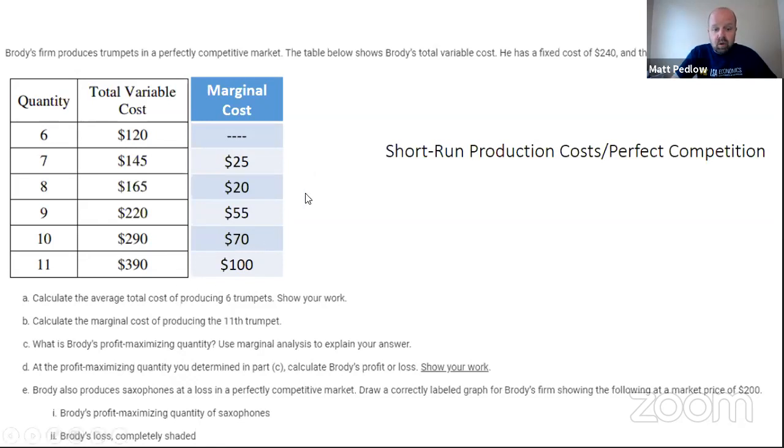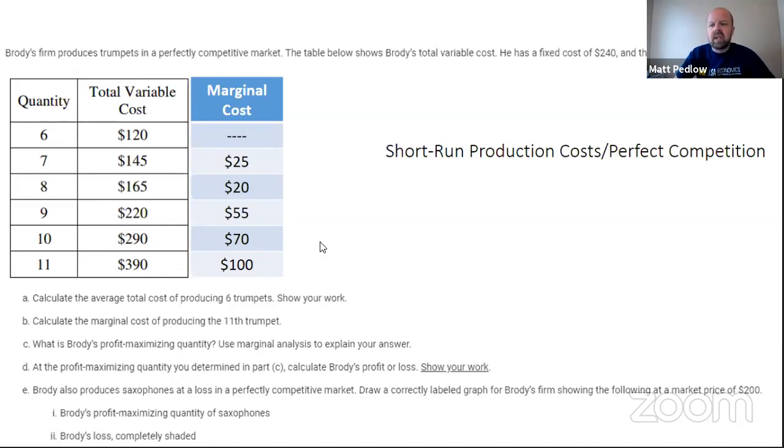If he sells the 8th trumpet, it only costs him $20, he's making an additional 60, that's good. He sells a 9th trumpet, now his marginal costs are going up, an additional 55, but he makes an additional 60, so far so good. If he decides to sell the 10th trumpet, at the margin it's going to cost him $70, and he's only going to make 60. Probably not a great idea. So his quantity is going to be 9.